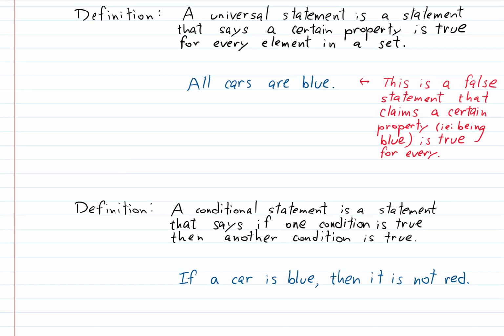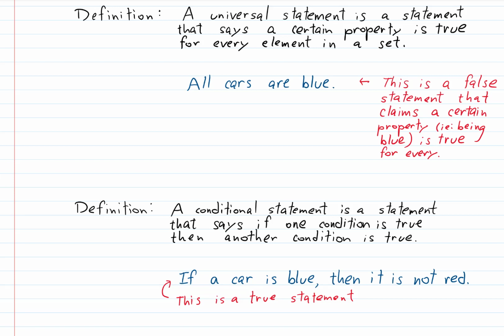Let me write this down here: this is a true statement. I know you might say, well, what if part of the car is blue and part of it is red? Again, let's not split hairs at this point. This is only the first lecture. So let's keep things simple. Let's assume that cars are only one color, and if it's blue, then it can't be red, because blue is not red.